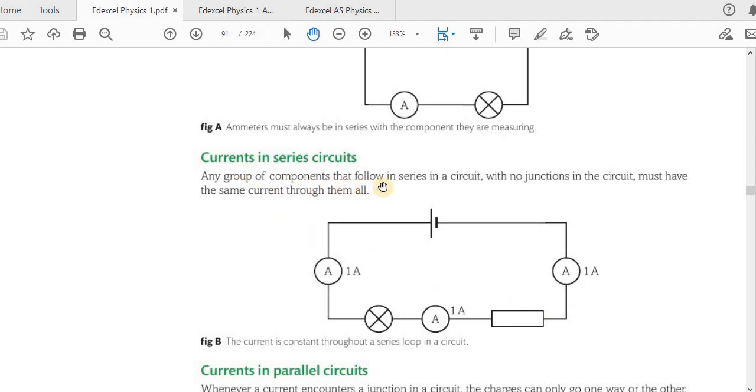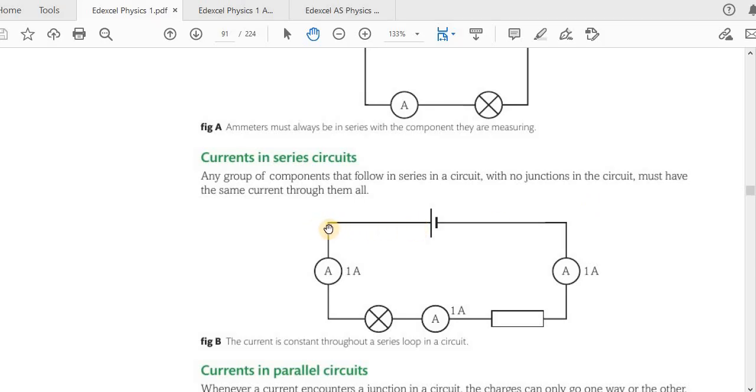Any group of components that follow in series in a circuit with no junctions, or we can also say other paths or routes. In physics, for circuits, we use the word junction. So there is no junction, or if you learn the American syllabus, the word used is nodes, N-O-D-E-S. The British people use the word junction. So there is no junction, path, node, alternative path, or route for the current to flow.